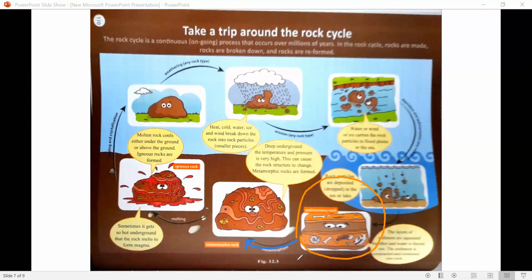Now metamorphism happens in the rocks. Metamorphic rocks are formed when the igneous and sedimentary rocks mix together, and they form the metamorphic. So we have taken a full tour of what a rock cycle is.